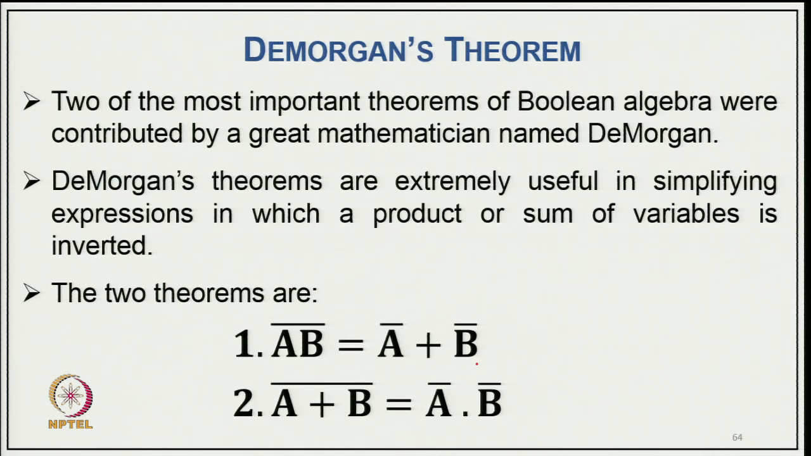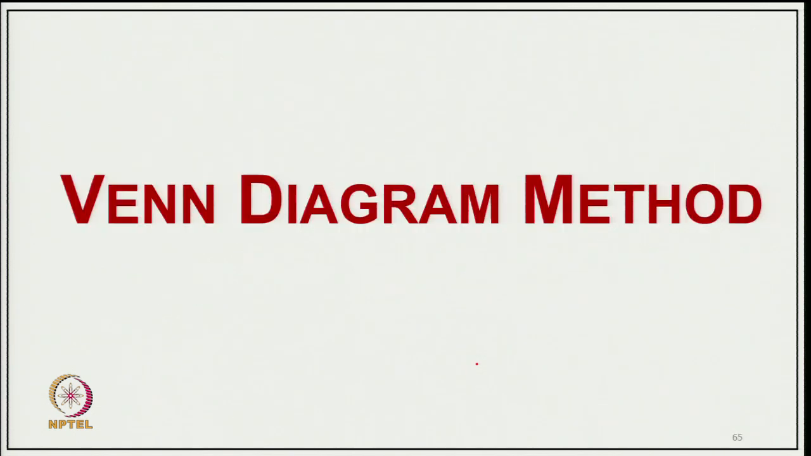And the famous De Morgan theorem, which we are talking about, is just like a statement. Two of the most important theorems of Boolean algebra were contributed by the great mathematician De Morgan, and De Morgan's theorems are extremely useful for simplifying expressions in which a product or sum of variables is inverted. The two theorems are: first, (a b) bar equal to a bar plus b bar, and (a plus b) bar equal to a bar dot b bar. These two theorems of De Morgan really help in simplifying typical digital logic circuits.